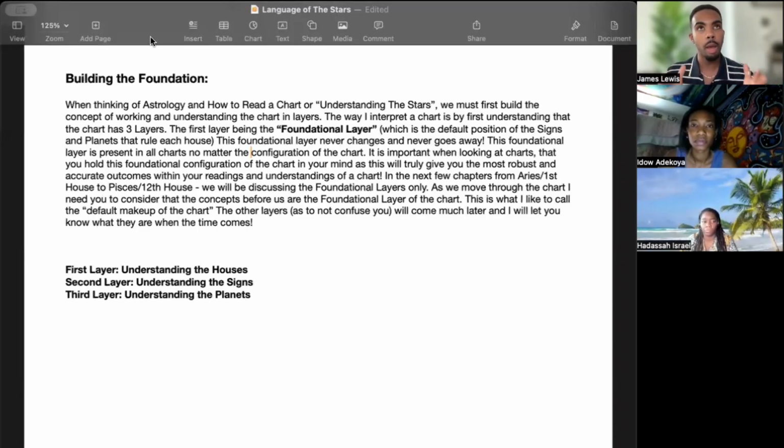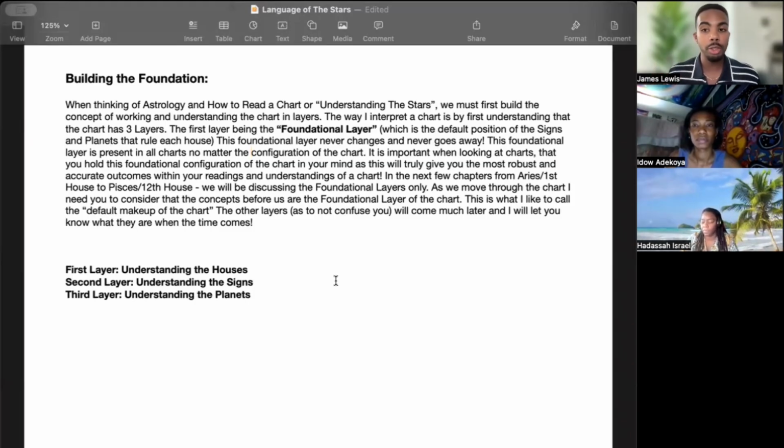And as we go through them, I want you to hold in your mind that this is the way that a chart will be underlining. It's the underlining layer of every chart you will ever see in your life. This is what you must hold in your mind that is playing a part within your interpretations, okay? This foundational layer never changes and it never goes away. This foundational layer is present in all charts, no matter the configuration or makeup of the chart. It is important when looking at charts that you hold this foundational configuration of the chart in your mind, as this will truly give you the most robust and accurate outcomes within your readings and understandings of a chart.